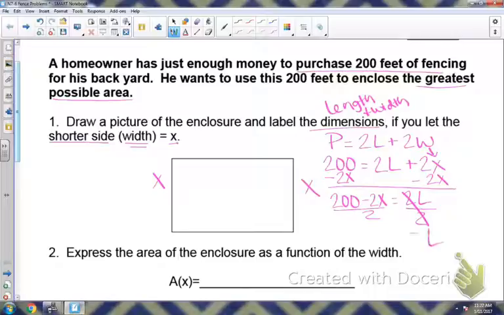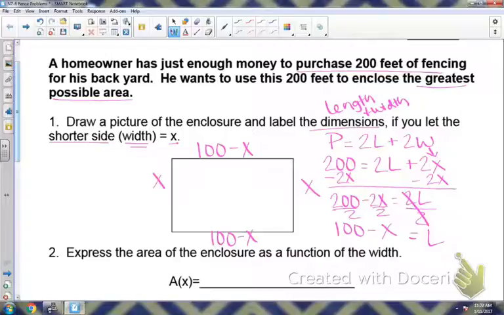So your length would equal, divide each one, so I'm going to break that up into 2. So that would be 100 minus x. So that would be our length. So go ahead and label that on your paper. So 100 minus x is your length.